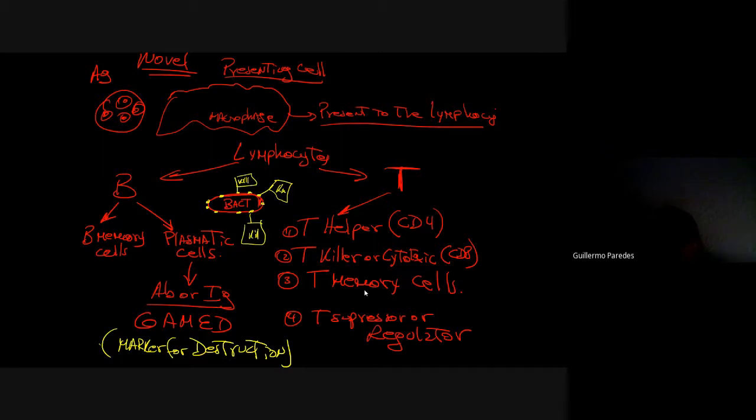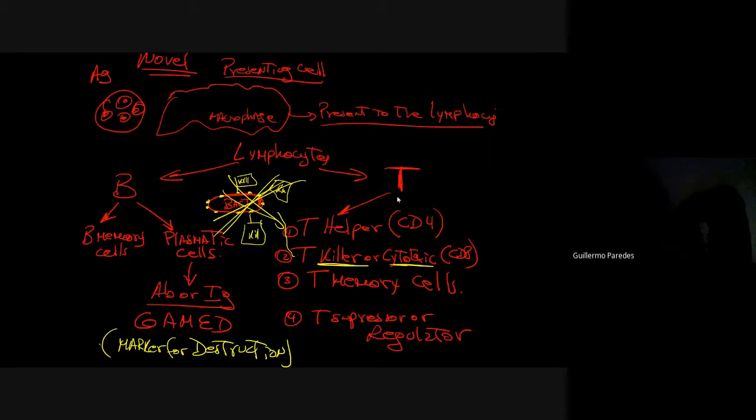So what does it mean, mark for destruction? They're going to mark and flag, to make evident that this guy needs to be killed. And who is going to do that job? The job is going to be the T killer. That's why it's called T killer or cytotoxic. So that T killer is the one who is going to take over the bacteria. It's like airplanes coming through and then boom, bomb the bacteria. And previous to that, you marked where the bacteria was, the surface of the bacteria, and that is how the immune system works.